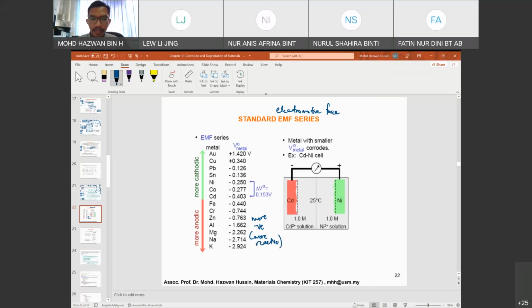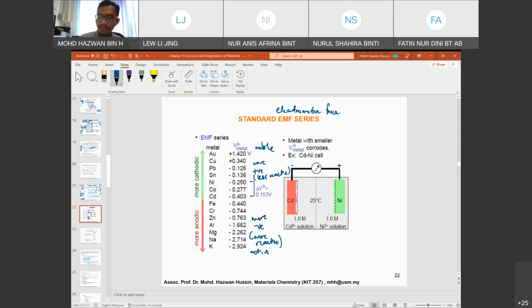It will become anode rather than cathode. The one at the top will be more positive, then it is less reactive. Noble, we say. This one is the noble region, this one is the active region. So it will tend to become cathode.